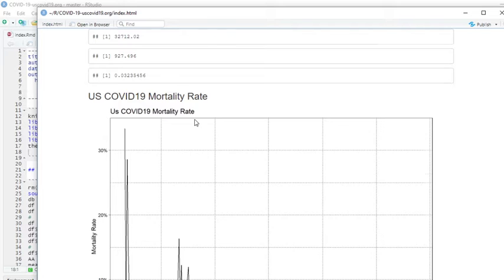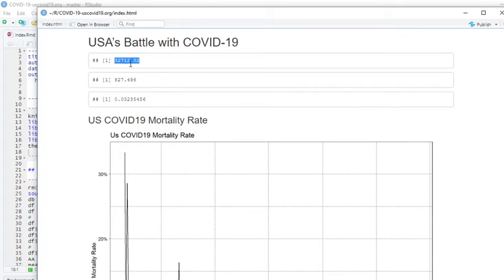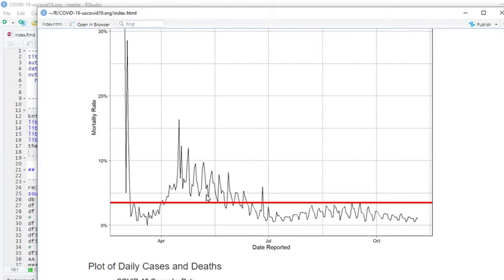as the canvas goes. All right, but anyway, so we're currently averaging 32,712 cases per day, 927 deaths per day, and a mortality rate of about 3.2%. Now, if we look at the mortality rate, this is what I want you to see here. The red line is at 3.2%.